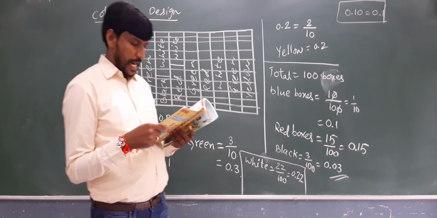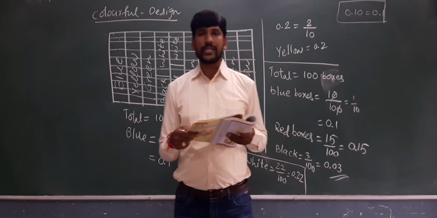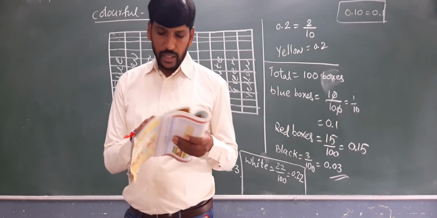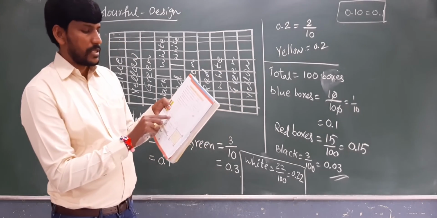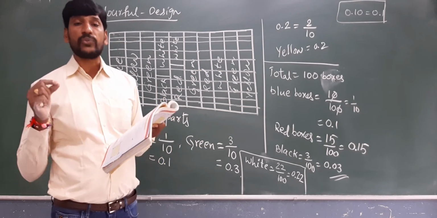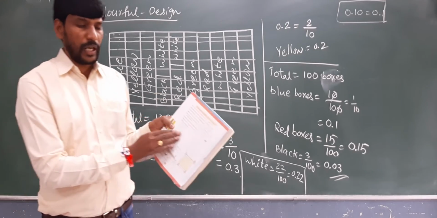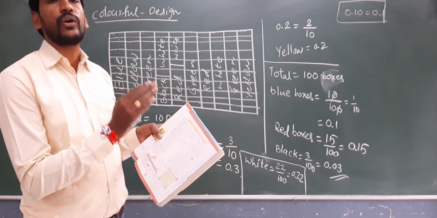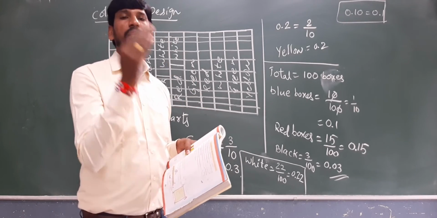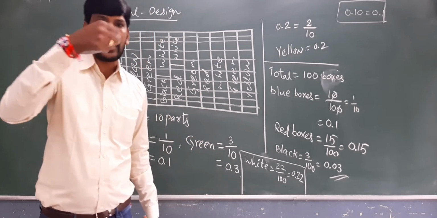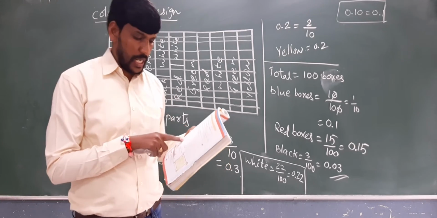Now, there are two boxes here. Make your own design. They are asking in this: make a nice design by coloring 0.45 part of this square rectangle. Out of this total paper, 0.45 means 45 boxes you need to fill with red color. You should complete the design in your textbook only.